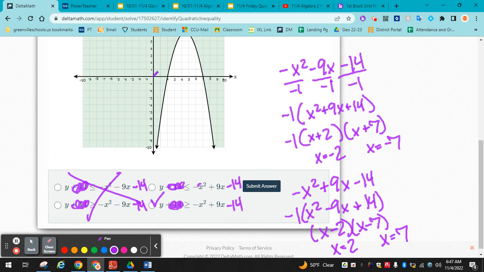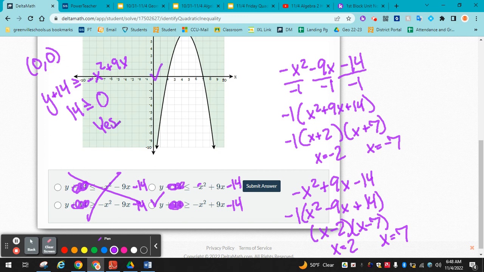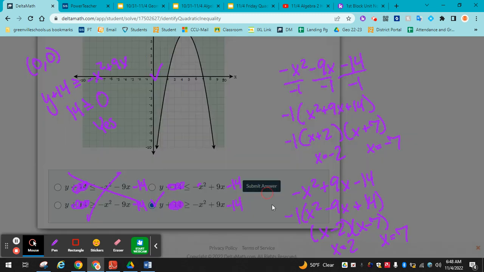If I test 0, 0, 0, 0 is outside of my parabola. So if I test 0, 0, y plus 14 is greater than. I'm going to test the one I think it is, the bottom one. Negative x squared plus 9x. I'm testing 0, 0. So 0 for x, 0 for y. 14 is greater than or equal to 0. Yes. So we shade where that point is. So I am right. Greater than, above, less than, below. Or test a point. Your choice.